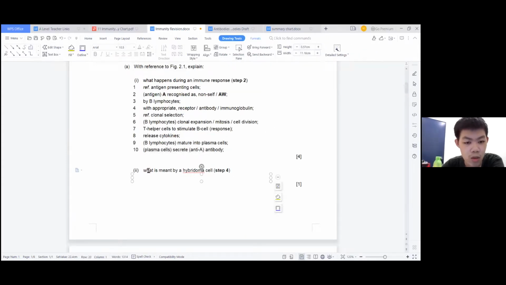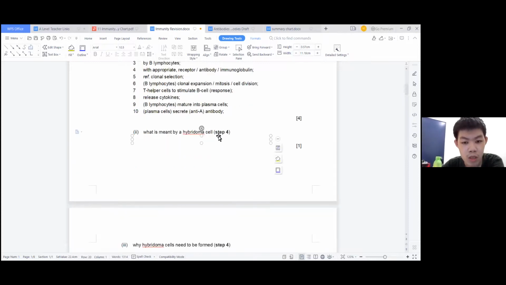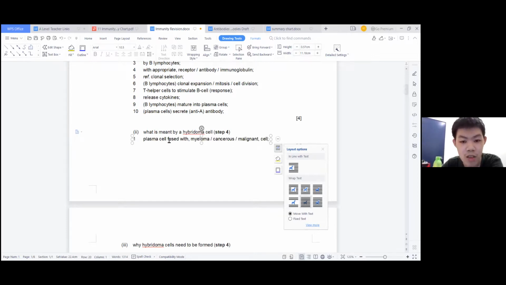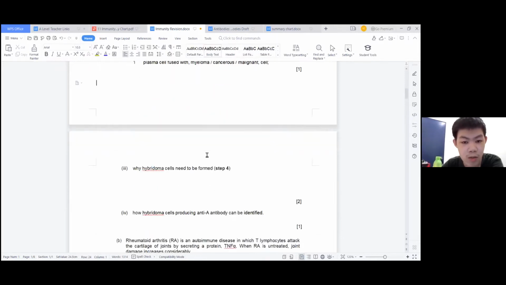The next question: what is meant by a hybridoma cell? Can someone in the chat tell me the meaning of hybridoma cell? Should be very easy. If not, then I will just go on, not enough time. Okay, fusion of the myeloma and B cell. Yes, but to be exact, it is the plasma cell fused with the myeloma or cancerous or malignant cell.